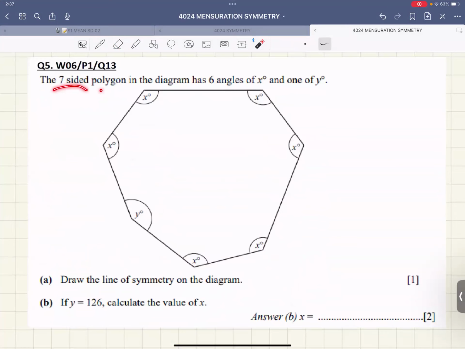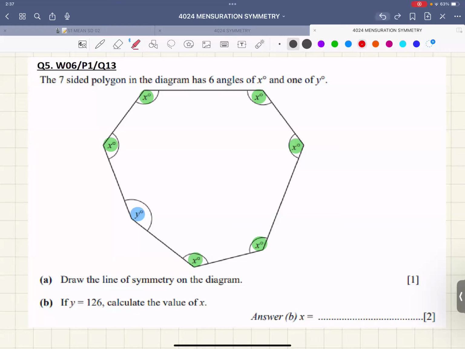The seven-sided polygon in the diagram has 6 angles of x degrees each. 1, 2, 3, 4, 5, 6. And one of y degree. Now, let me just highlight these angles. So there is 1, 2, 3, 4, 5, and 6. And there is one angle of y degree. Now, the question is asking, draw the line of symmetry on the diagram.